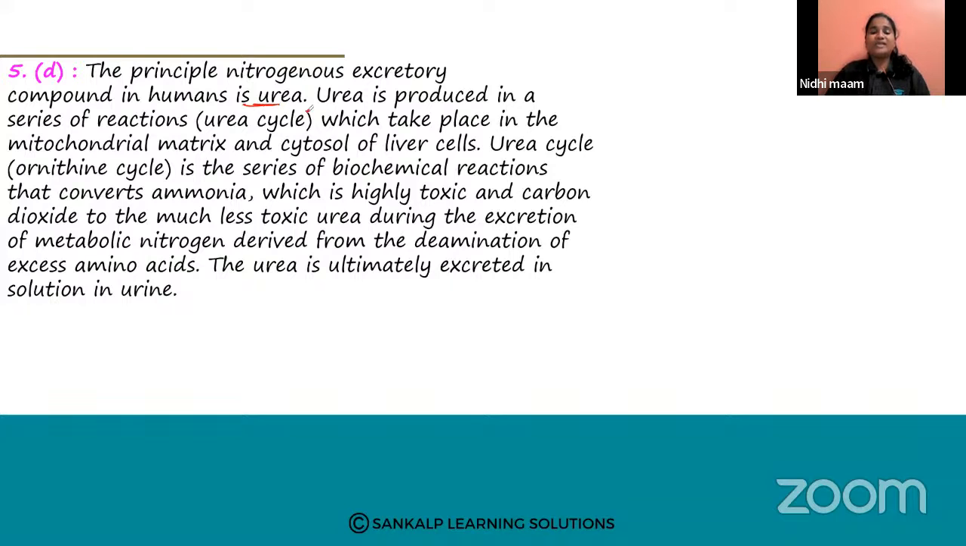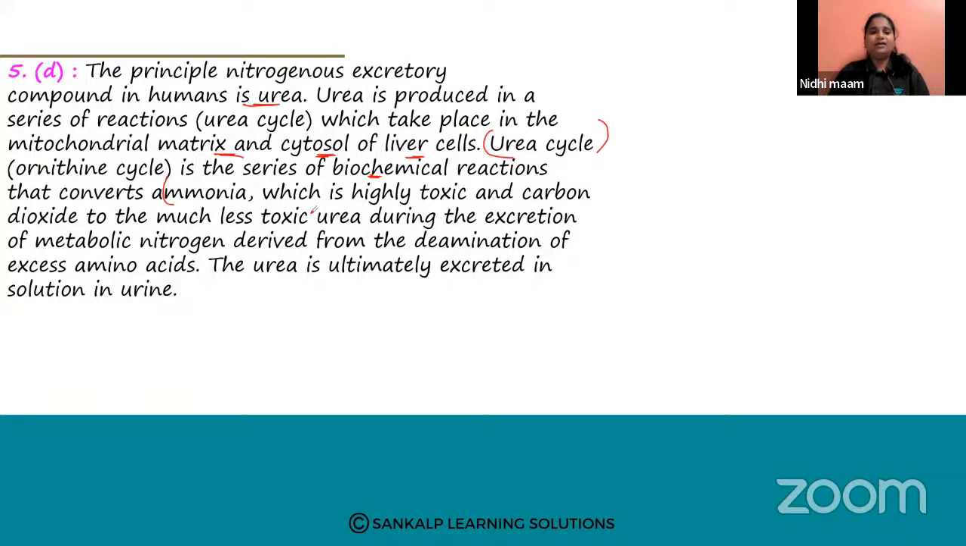It is produced by a series of reactions which takes place in the mitochondrial matrix or cytosol, or what we can say, cytoplasm of the liver cell. So we call it the urea cycle or the ornithine cycle. What is it? The cycle of formation of urea. So it is a series of biochemical reactions which converts ammonia into urea.